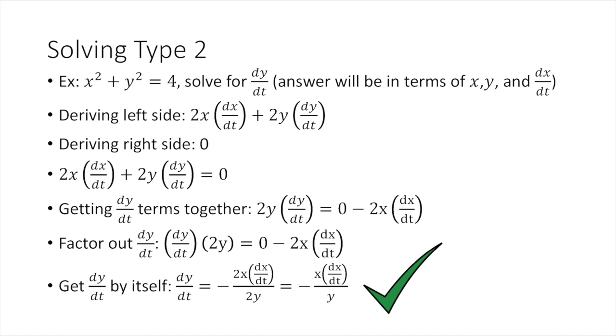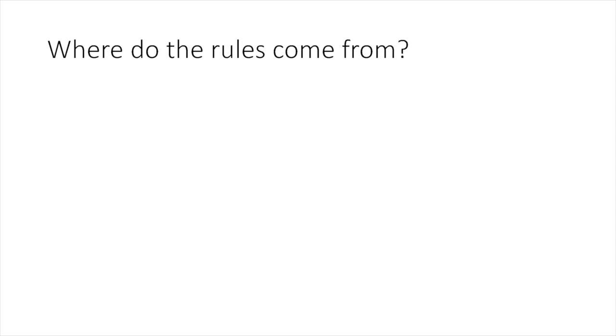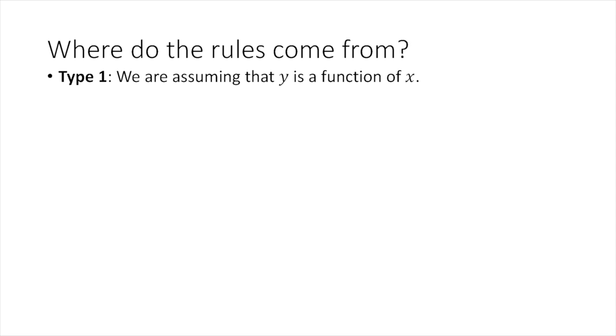Now let's look at where these rules come from. When we're given a type 1 problem, we're assuming that y is a function of x. And that's because they give us an expression that has x and y in it, and we want to find dy over dx, the derivative of y with respect to x. And that means that y has to be a function of x.